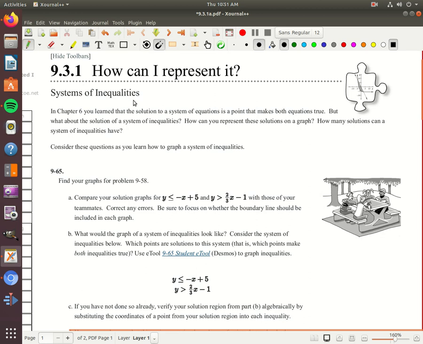Anyways, now we're going to look at systems of inequalities. What do we do when we have these shaded regions going with shaded regions? What's that going to look like? So that is our goal for this section.